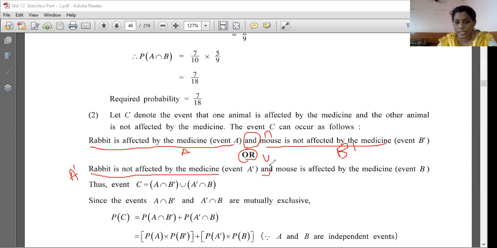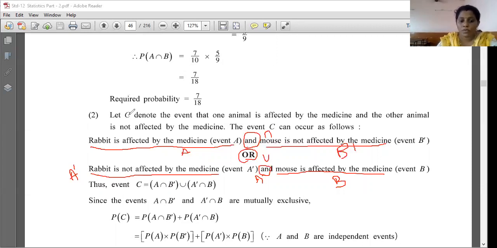And here again, so U, sorry, intersection will be there. And mice is affected by medicine, so that will be B. Look, A intersection B dash, A dash intersection B, and OR is given, that means U. See the formula, the equation: C equals bracket A intersection B dash union A dash intersection B.